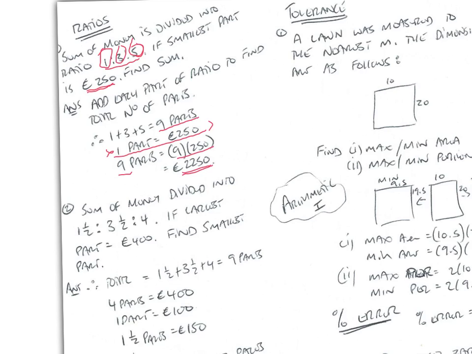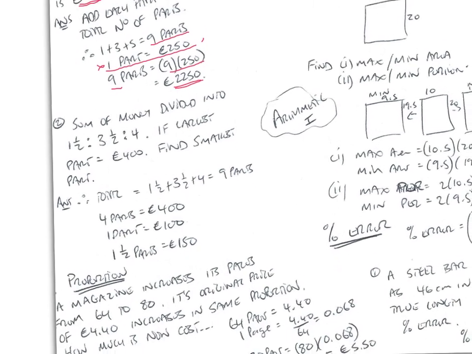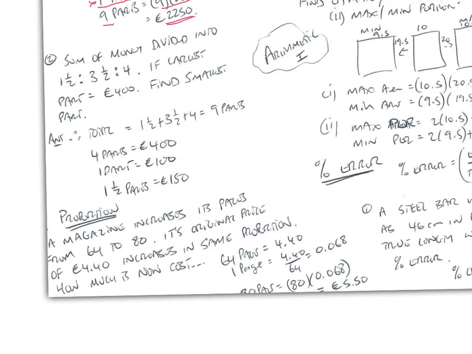Okay, or sometimes we might see, for example, as this one here, a sum of money is divided into the ratio 1.5 is to 3.5 is to 4. If the largest part is €400, find the smallest part. So again, add up each part of the ratio, and again that works out as 9 parts. And they've told us that the largest part, this is the largest part here. 3 people got divided the sum. One of them got 1.5, one of them got 3.5, and the largest got 4.